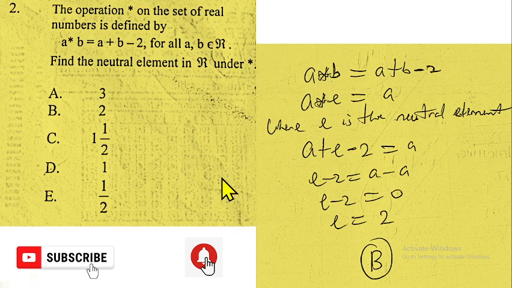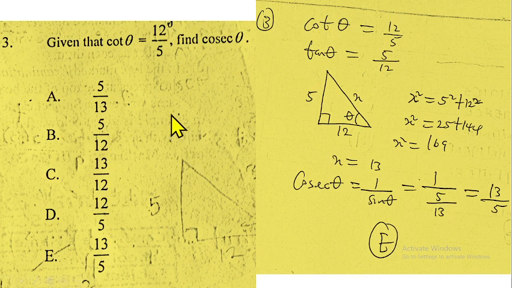Question number 3 is from trigonometric ratio. You are given that cot theta is equal to 12 over 5. Find cosecant theta. We know that cot is the inverse of tan, and cosecant theta is the inverse of sine.